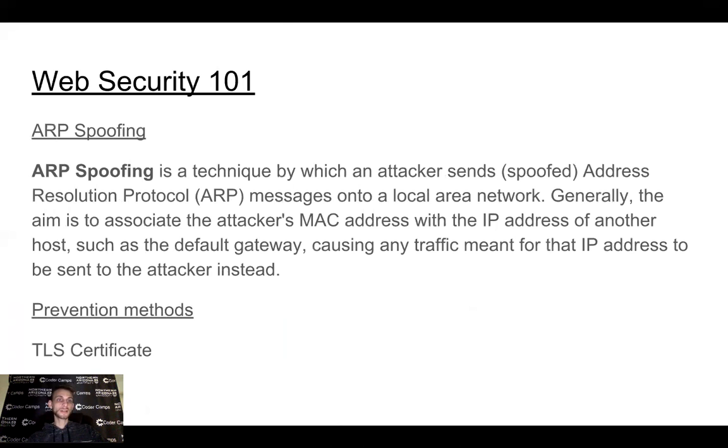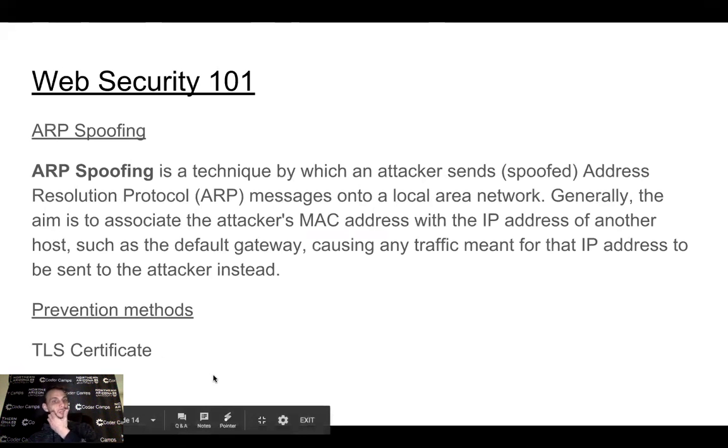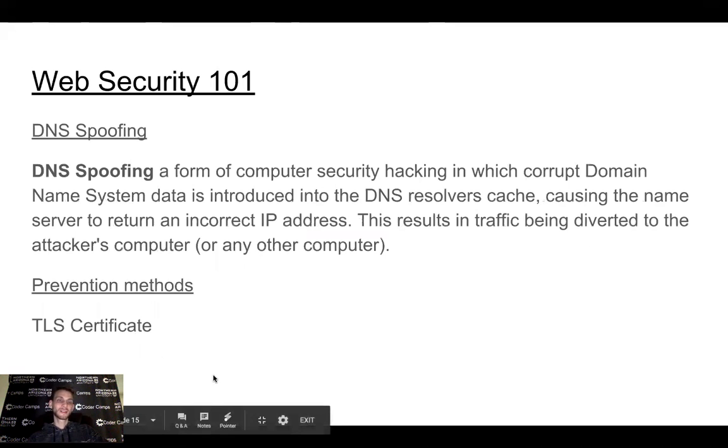Next vulnerability we'll talk about is ARP spoofing. Okay, so ARP spoofing is a technique by which an attacker sends spoofed address resolution protocol messages onto a local area network or LAN. And generally, the aim is to associate the attacker's MAC address with the IP address of another host, such as the default gateway, causing any traffic meant for that IP address to be sent to the attacker instead. Okay, so this is very much like an interception that way. So to prevent against this, once again, we see the TLS certificate. Okay, so we purchase that and redirect our traffic from HTTP to HTTPS.